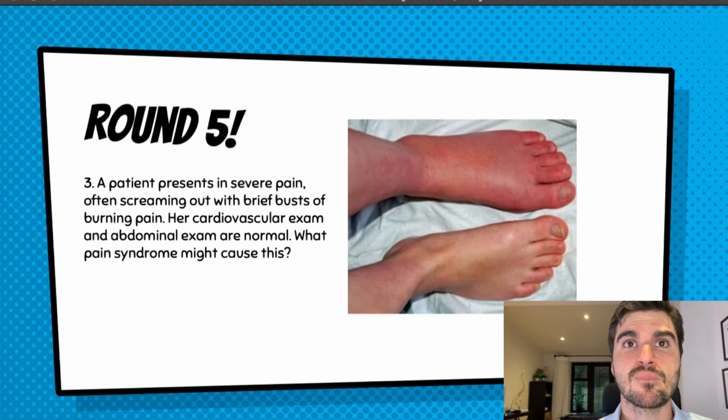Okay. A patient presents in severe pain, often screaming out with brief bursts of burning pain. Her cardiovascular exam and abdominal exam are normal. What pain syndrome might cause this?